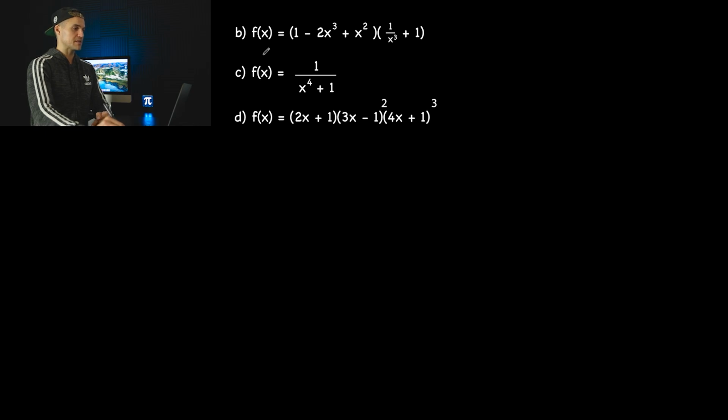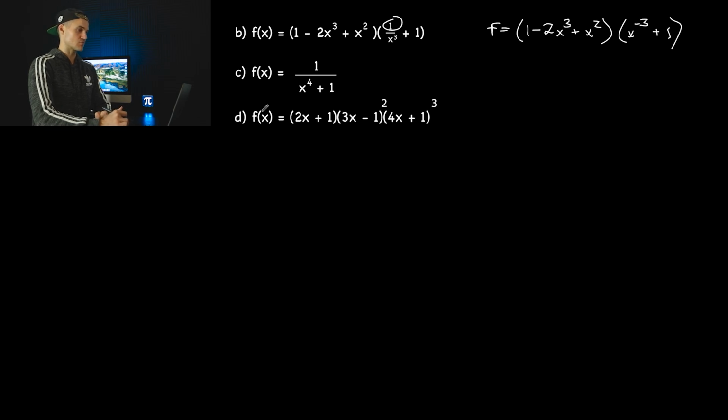Now moving on to part B. Here we have the first bracket, 1 minus 2x cubed plus x squared, times this second bracket, 1 over x cubed plus 1. Before differentiating, I'm going to take that 1 over x cubed. Personally, whenever I see a rational function with only a constant in the numerator, I like to bring whatever's at the bottom up. So I'm going to rewrite that as x to the negative 3, plus 1. So that's just rewriting the function.